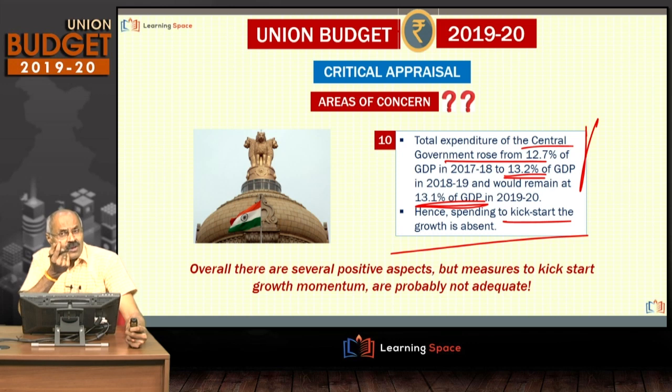Right friends, how to conclude? In spite of a number of positive aspects, one major deficiency or drawback is that the government relied on the private sector to give thrust to the growth momentum, but the government on its own should spend more to put the economy on track to achieve growth rates of 8% to 9%. That is the final conclusion as far as this budget is concerned.